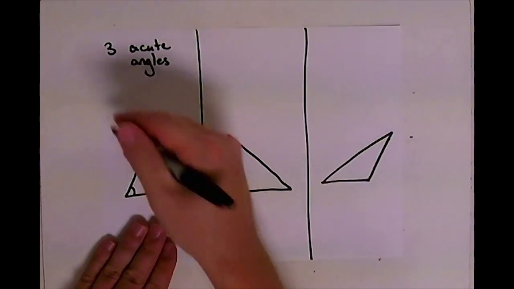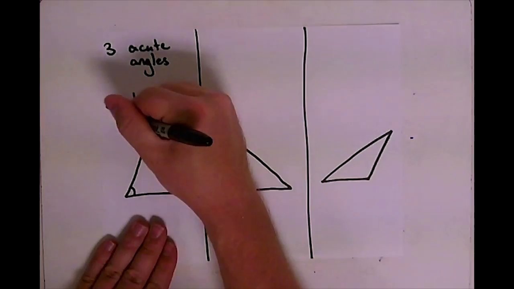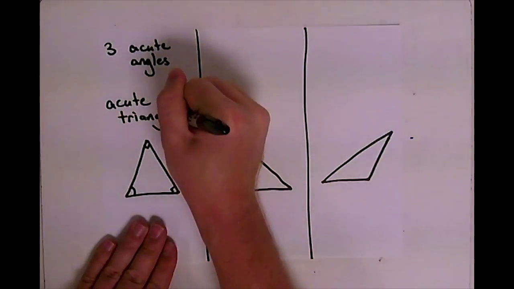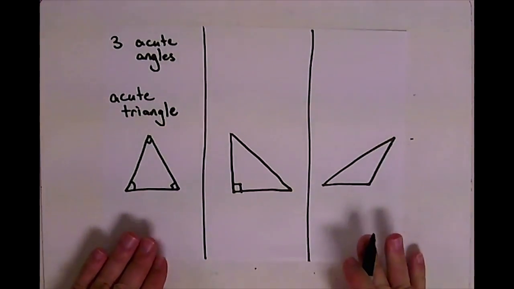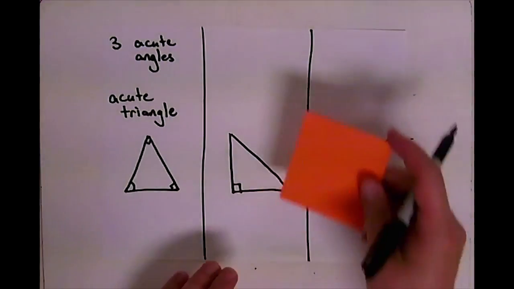are acute, guess what you call this? Acute triangle. It's pretty simple to remember. If all angles are acute, then you are dealing with an acute triangle. Now, let's do this one.